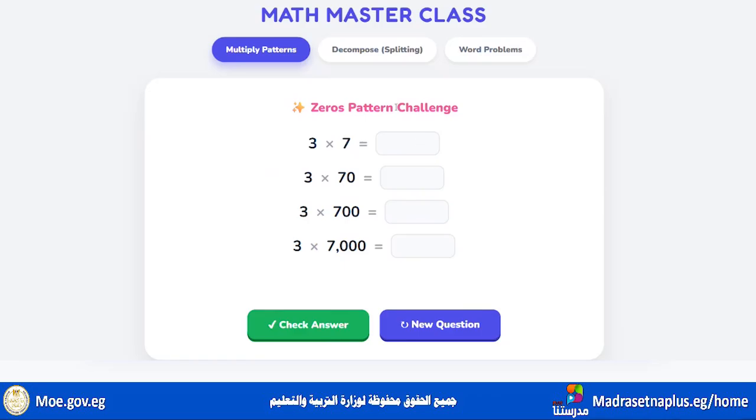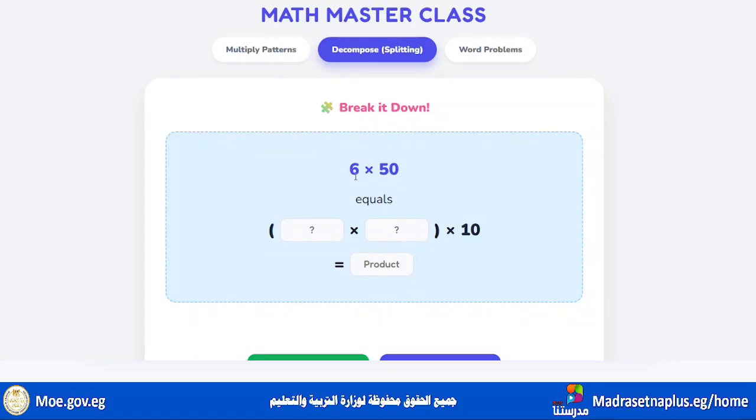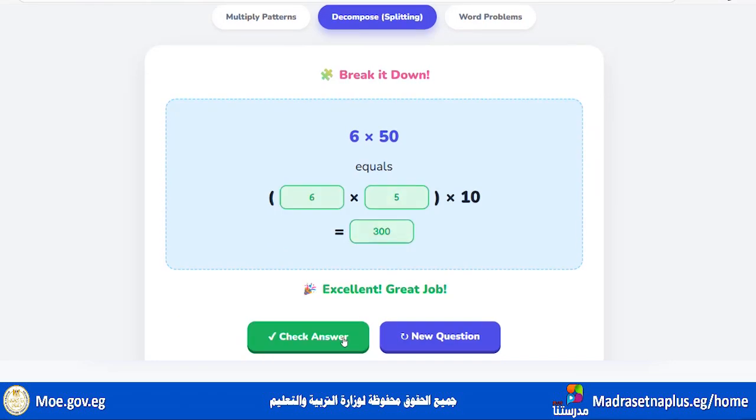Yes, we got it. Let's choose another way for our quiz, decomposing or splitting. For this one, 6 times 50. I can split 50 into 5 and 10. So it will be 6 times 5 times 10. 30 tens means 300. Check. Yeah, well done.